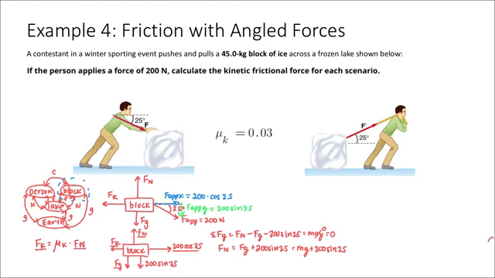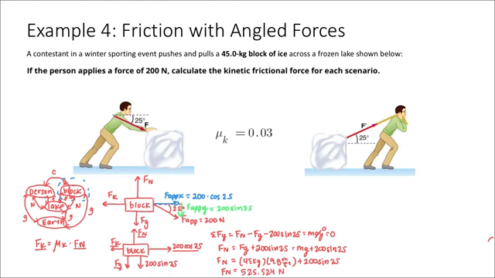Plugging all my values in, I will get the normal force is equal to 45 kilograms times 9.8 meters per second squared plus 200 sine 25, which I'll approximate in my calculator. And that will give me a normal force of 525.524 newtons.